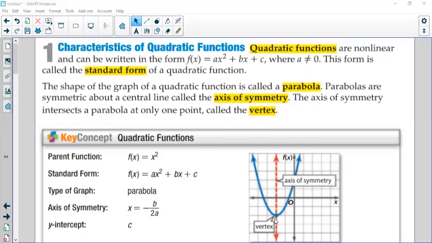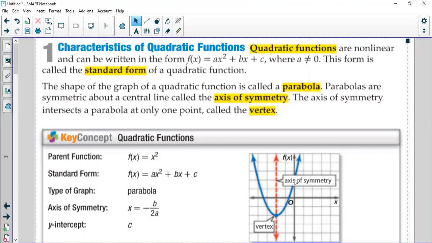The point where the parabola changes its direction from going downward to upward or upward to downward, right on the axis of symmetry, is called the vertex of the parabola. Okay? So we have an axis of symmetry, the reflection line. We have a vertex. We have a couple of points on the graph hidden by this text box. This graph does cross the y-axis. It's right about there. We'll still talk about y-intercepts.